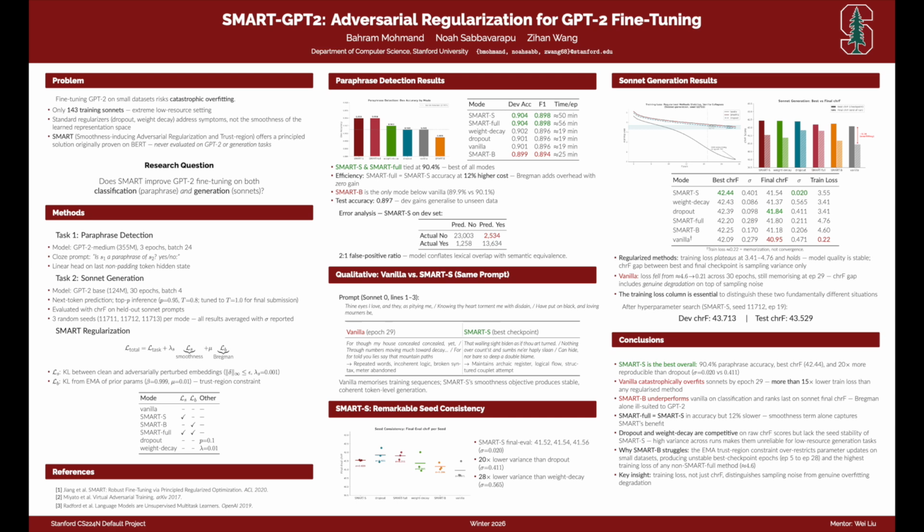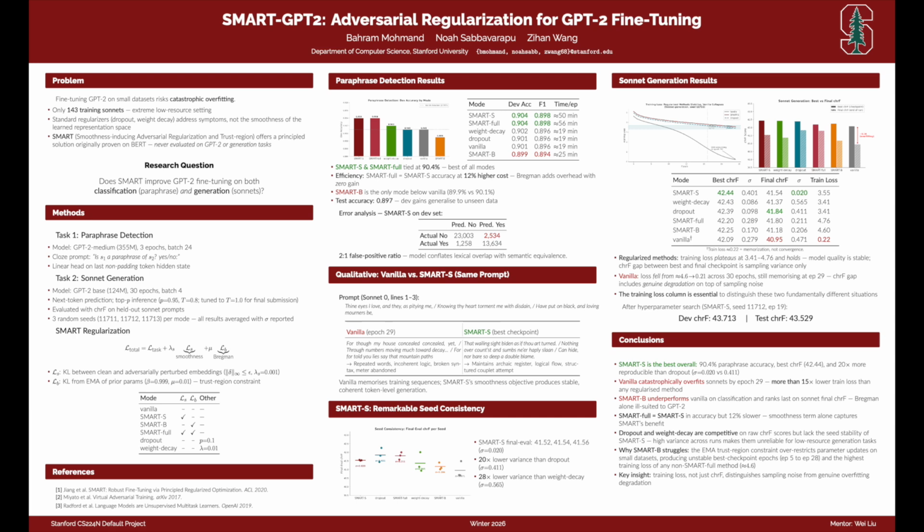the best of all 6 ablation modes, but we had vanilla and dropout tied at 90.1%, and then weight decay at 90.2%. And SMART B was the only method to fall below vanilla, at 89.9%. Our best submission achieved a test accuracy of 0.897, so the dev gains held up on the unseen data.